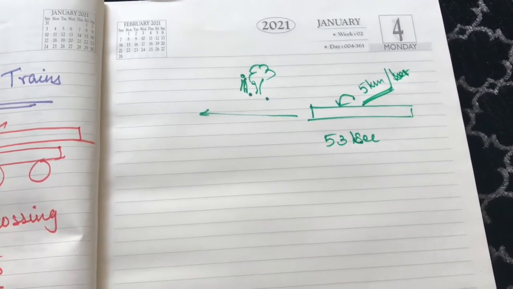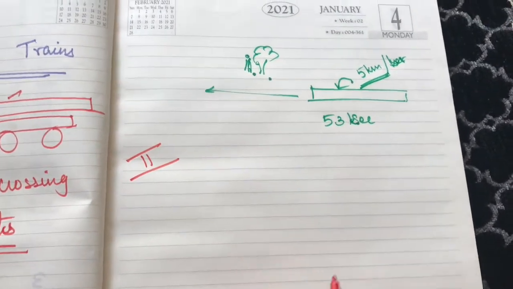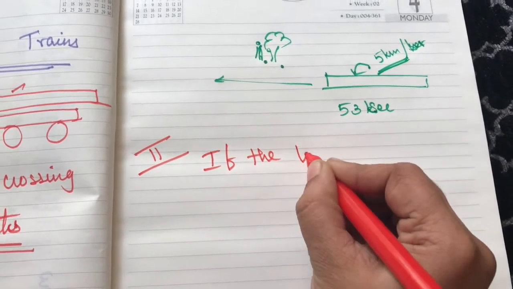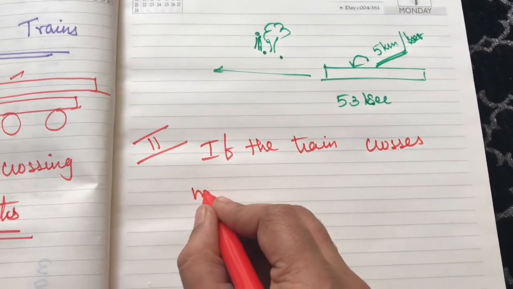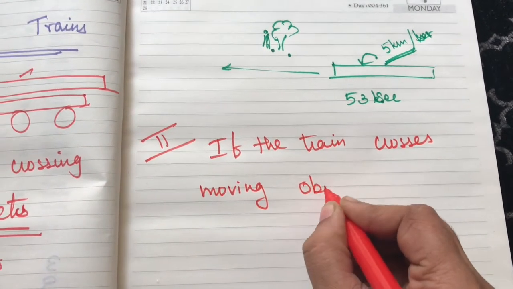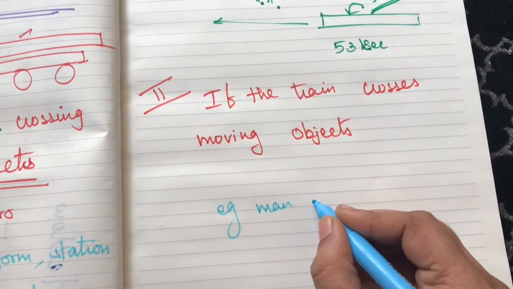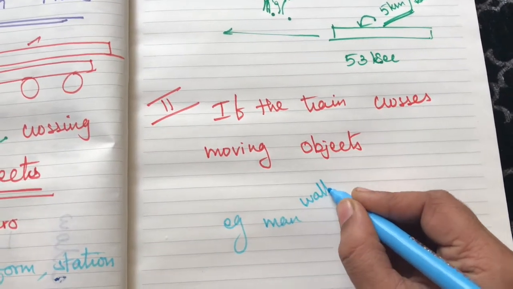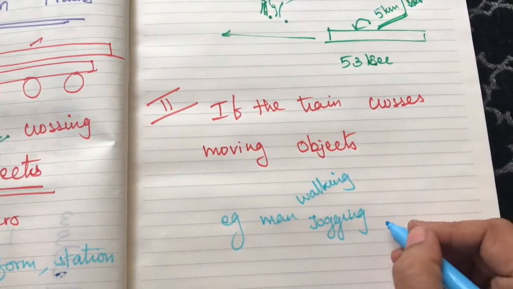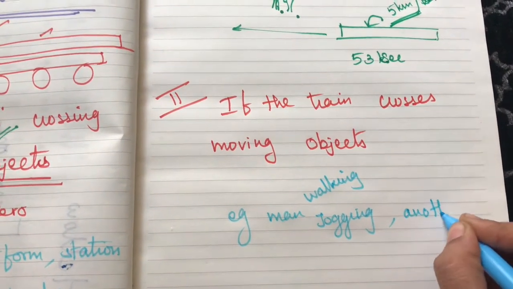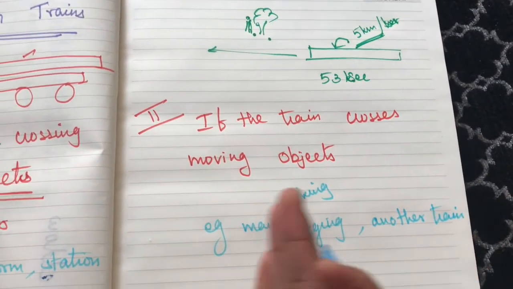And the second condition. What is the second condition? Case 2. If the train crosses moving objects. What may be the examples? A man walking or jogging, or another train. These are the objects which are actually moving.